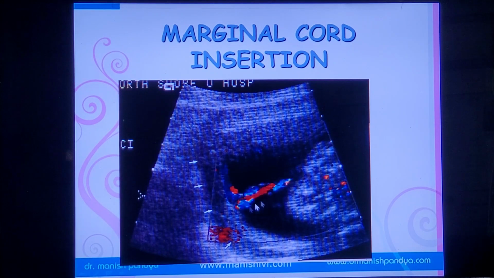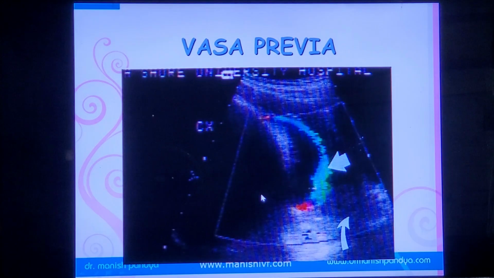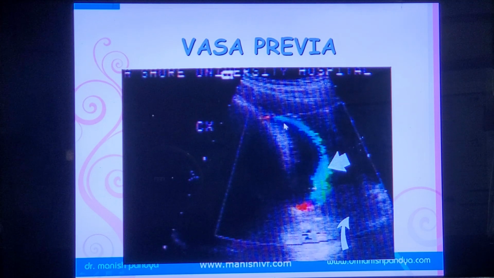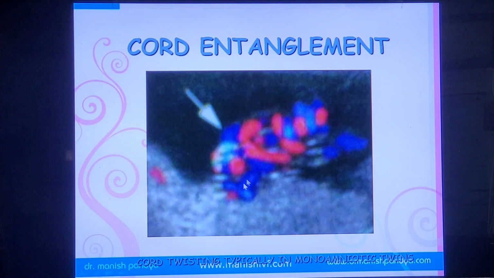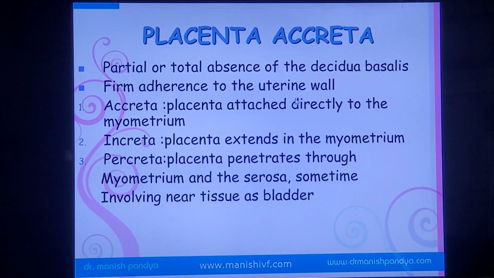This is marginal insertion of placenta. You can see umbilical cord like this. This is vasa previa. Okay. This is again vasa previa. This is a knot in the cord, not in the cord. Usually it happens in monochorionic twins. Okay. We can stop at placenta accreta. Then we will discuss placenta accreta afterwards. Okay. Stop.